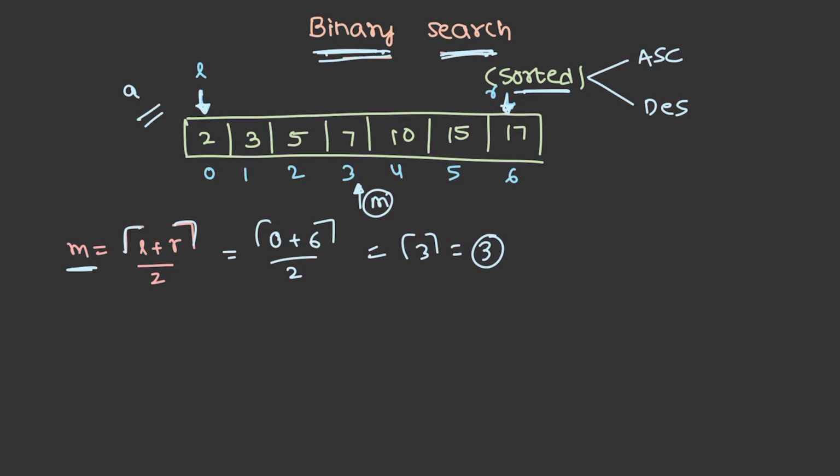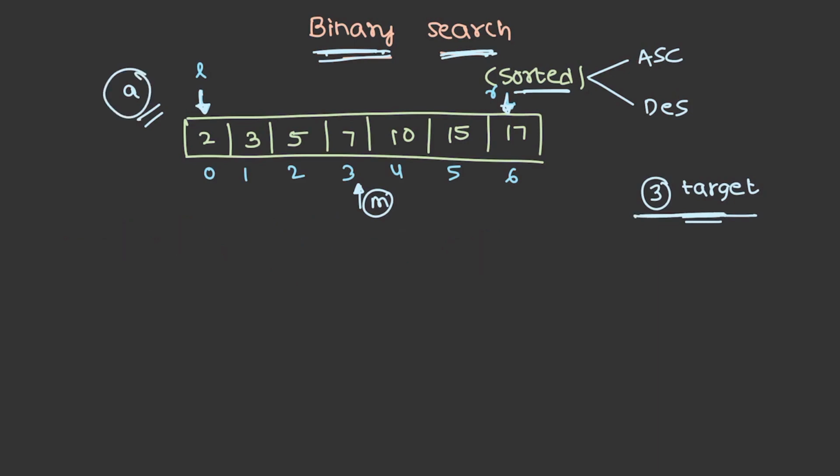Now I'll try to get a target. Let's say our target is 3. I need to find whether this is present inside this array or not. Let's see how this can be processed. Initially, I can compare the target with the middle element.